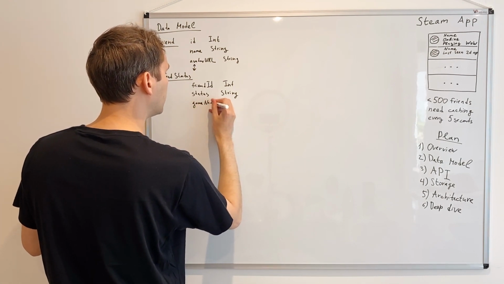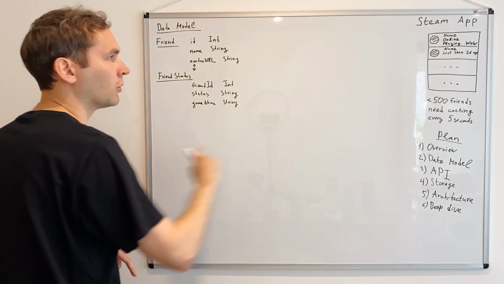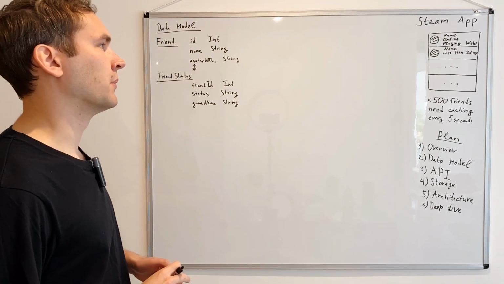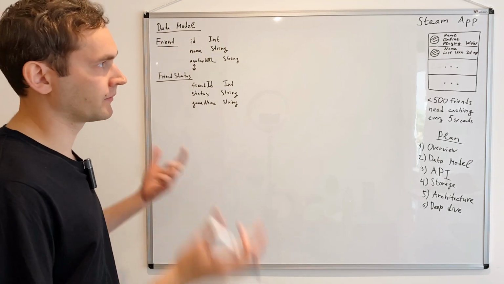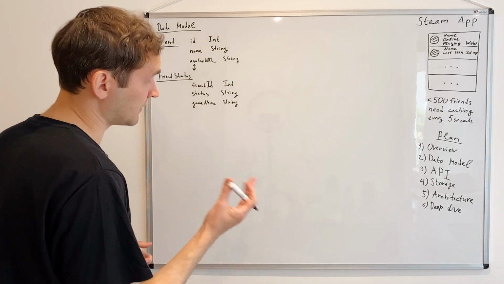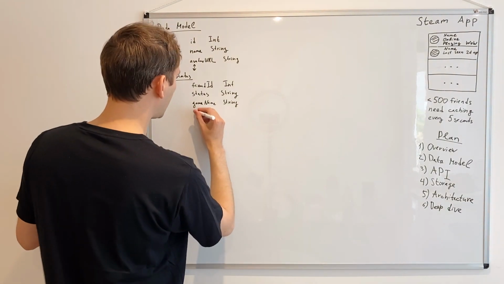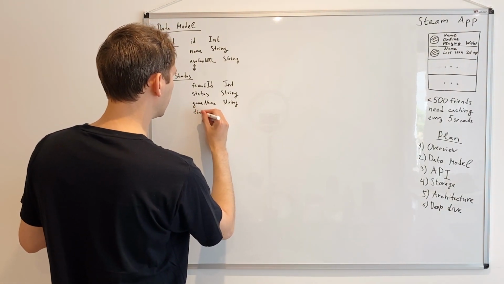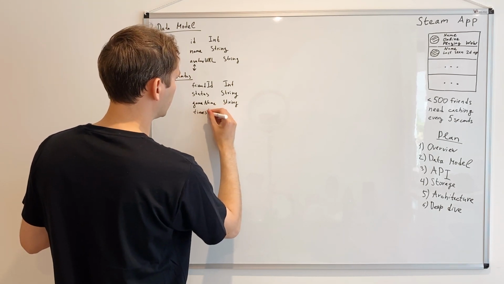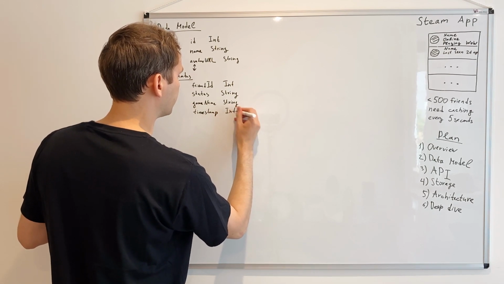Game name, and it would also be a string. What else? We need to show a last seen string if the friend is offline for quite some time. For that, probably we need a timestamp of when this person was last seen. Let's say we need a last seen timestamp. I will just call it timestamp for simplicity, and it would be an integer.